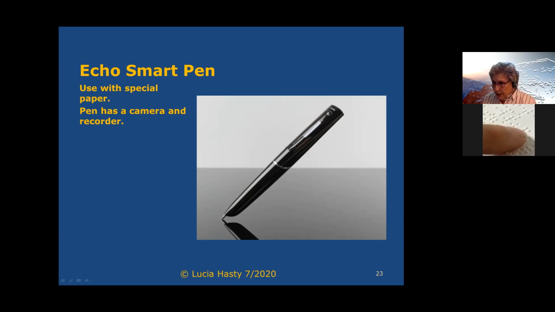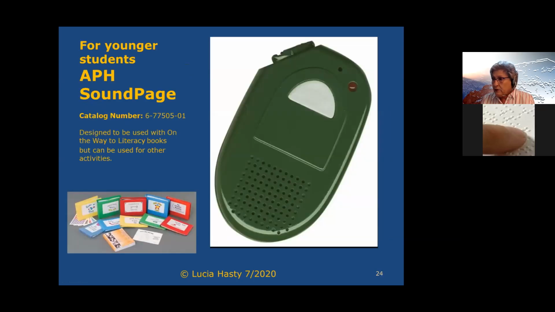So you use the special paper. The pen remembers where you were and what was being said when you were at that spot. It's great for taking notes. A lot of kids at the college level are using this. Both tactile readers and non-tactile readers are using it. But there are a lot of interesting creative things that you can do, especially for older kids, with an Echo Smart Pen. For younger kids, there's a similar thing, and this is a sound page, and you can get it with the On the Way to Literacy materials, and that's what it was developed for.